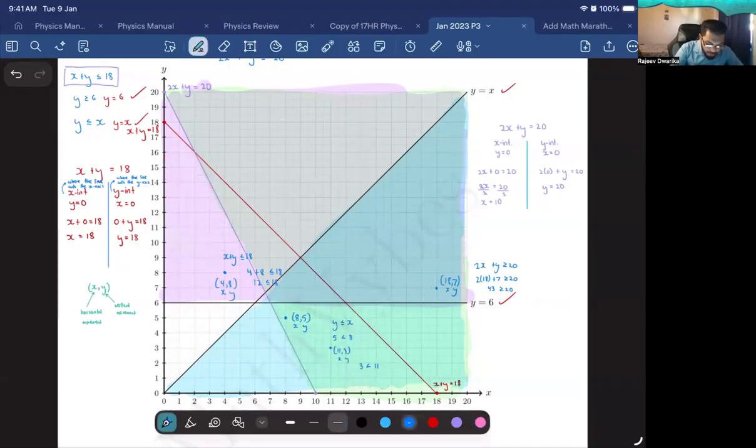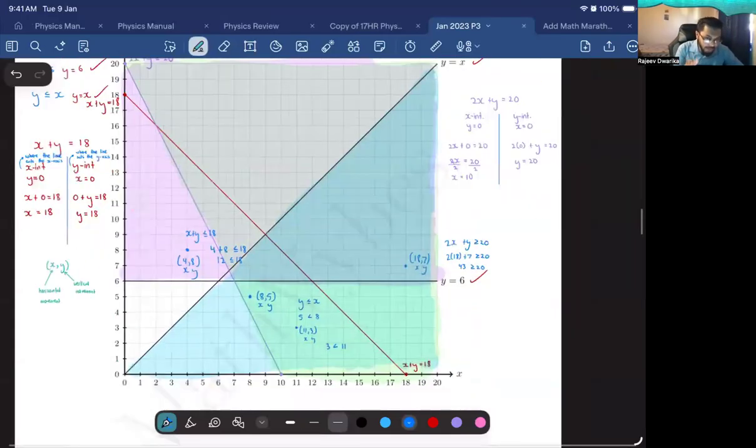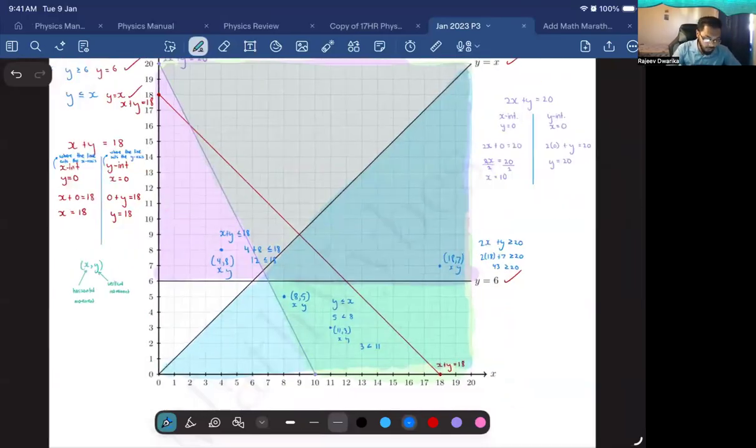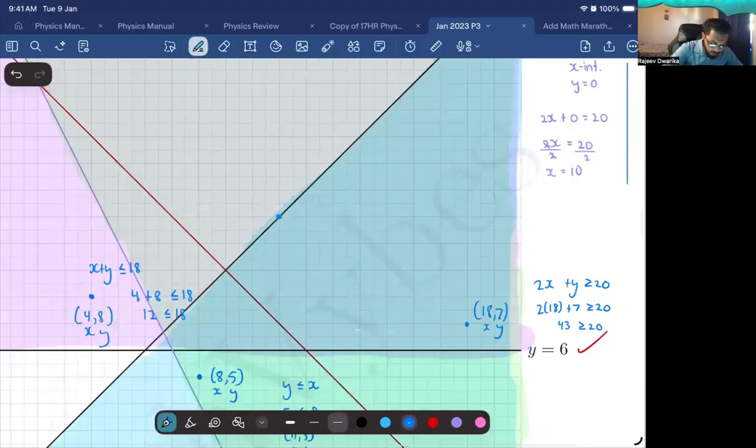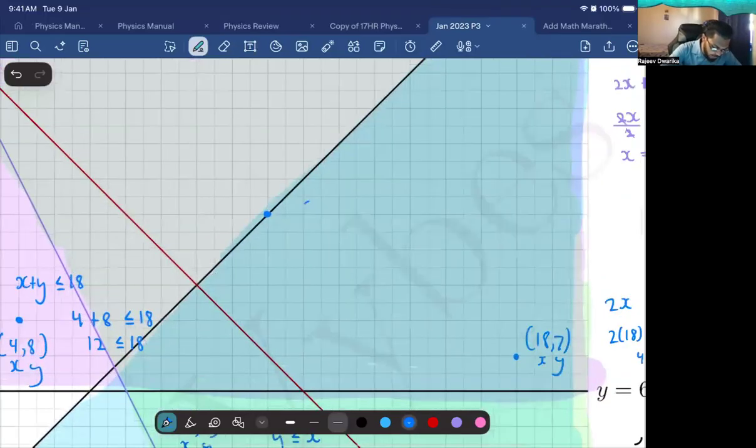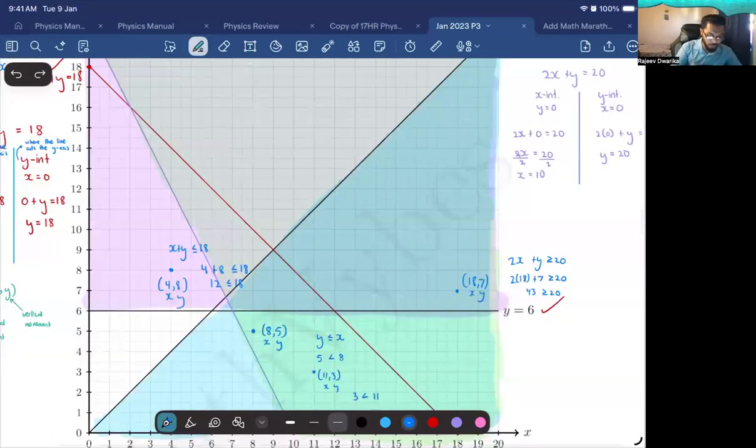Now, let's just say I were to pick some other point, on the other side of the line. Let's just say you pick this point here, 11, 11. Would it satisfy the inequality, you think? No, that would be 22, and 22 is not less than or equal to 18. So do you understand how you're going to figure out which side to shade? Yes, sir. Okay, great.